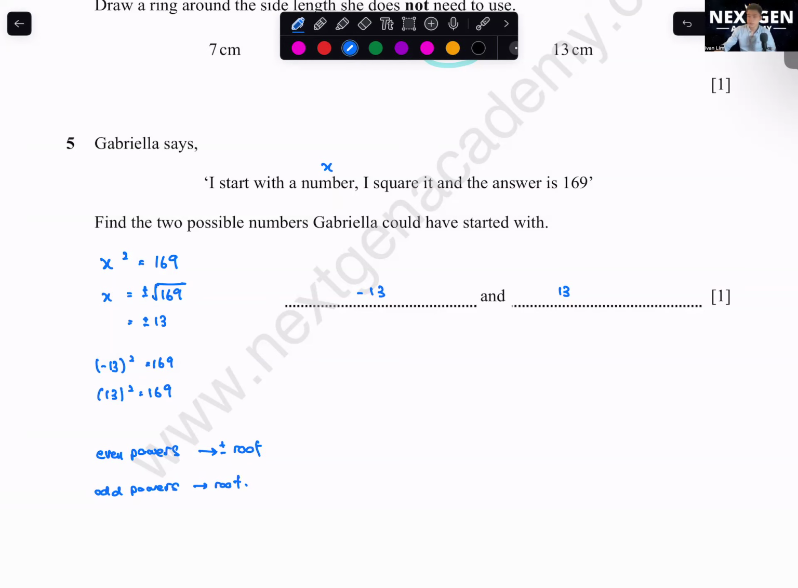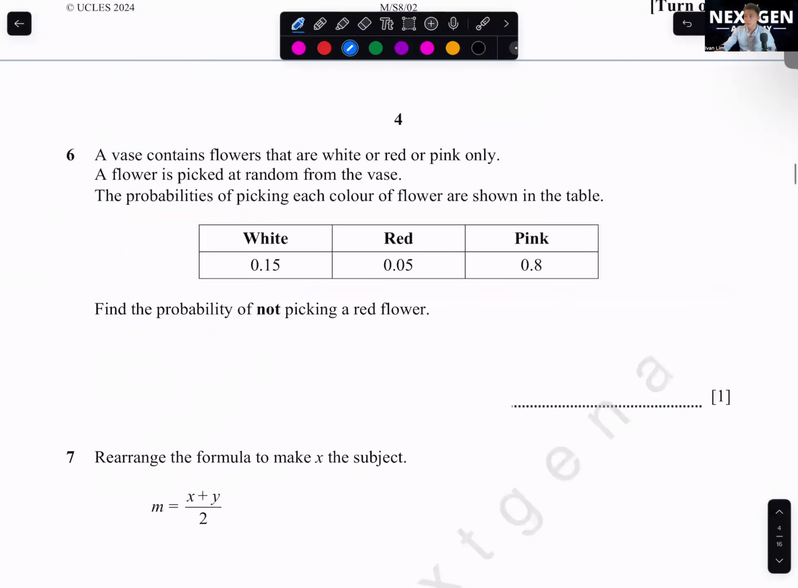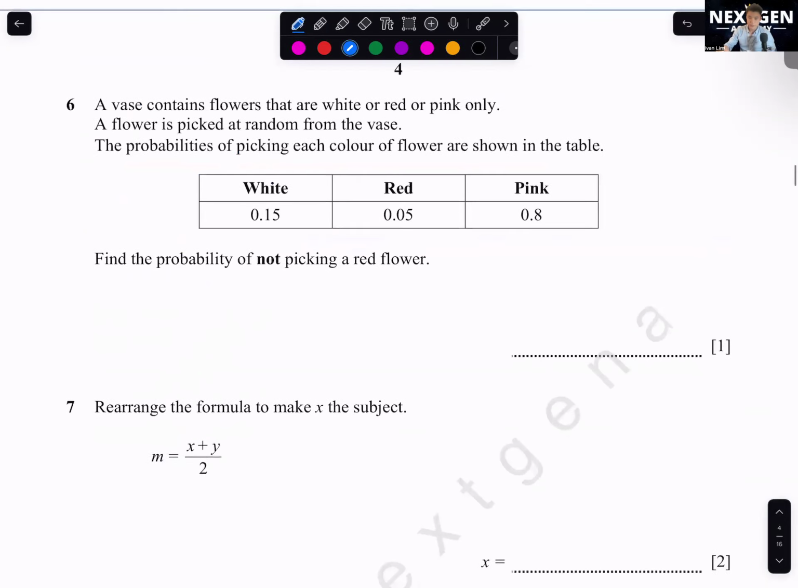This type 5, if you understand this. Okay, 5, 5, 5. Okay, easy, this one. Okay, let's go to the next one. Number 6. Okay, I'll go a bit faster on the easier ones.